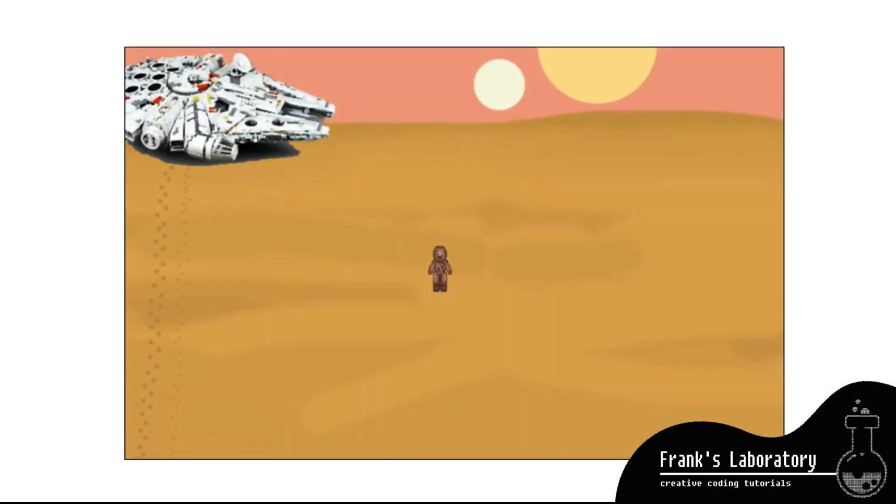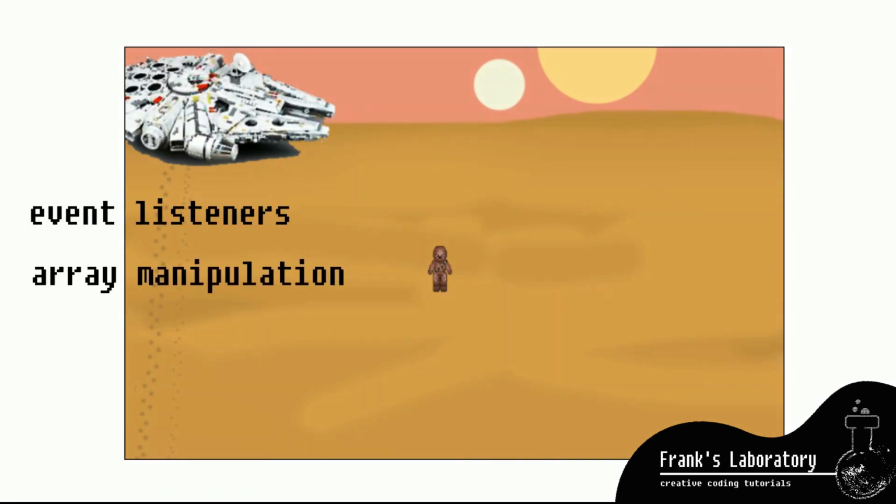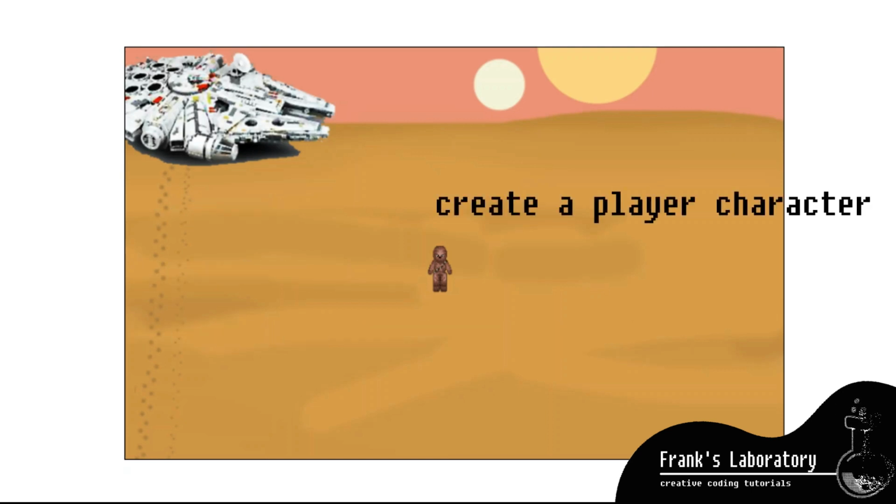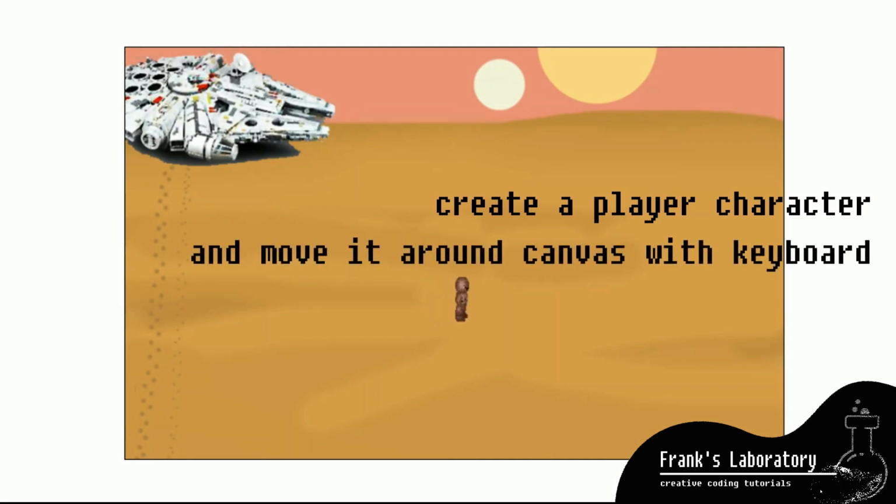In today's tutorial, we will practice JavaScript techniques that are useful for web development in general, not just for games. We are front-end web developers, and these exercises are here to help us to improve our skill set and learn new things. We will focus on event listeners, array manipulation, and pulling and handling data stored in an object, and while doing that, we will learn how to create a player character and move it around canvas with keyboard.